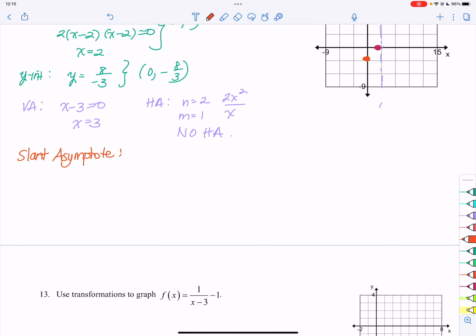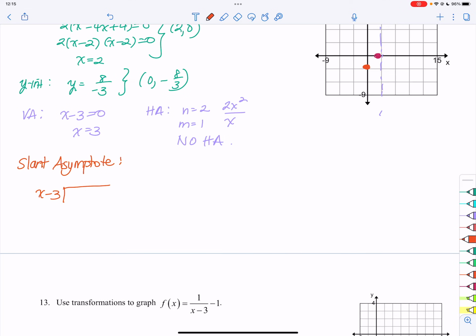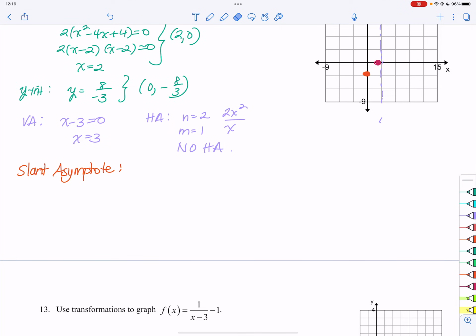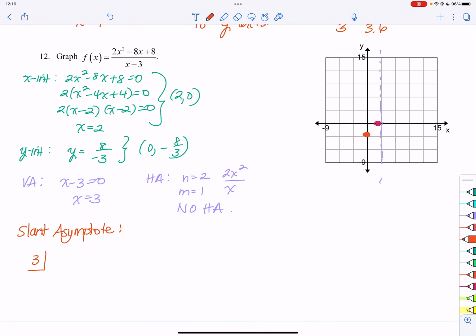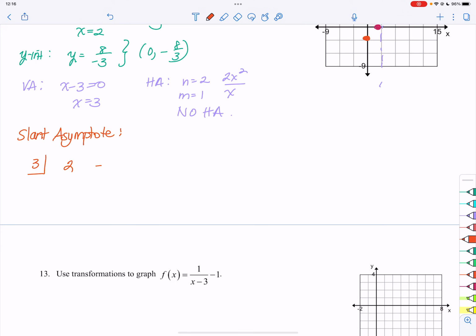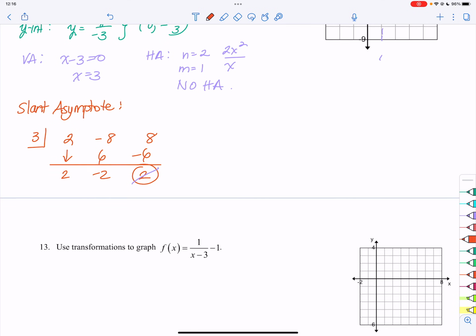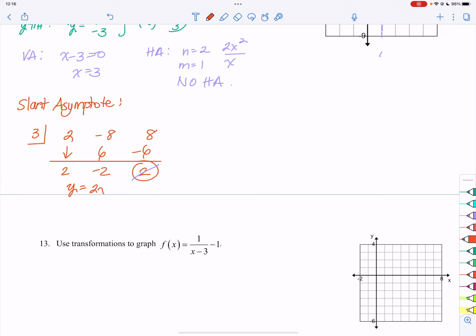So we will take x minus 3, and actually we could use synthetic division here since we're going to divide by x minus 3. So we could put 3 in the box. And let's take a look. We have a 2, a negative 8, and an 8. We will get rid of the remainder. And this slant asymptote is y equals 2x minus 2.